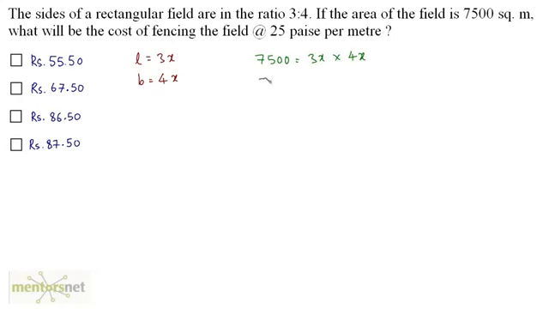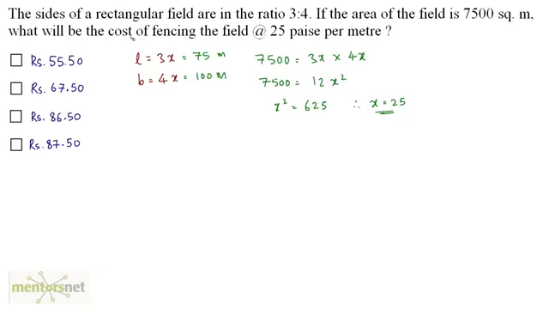So I have 7,500 is equals to 3 4s are 12 and x times x is x square. Okay, so x square is equals to 7,500 divided by 12, and that is equals to 625. So therefore x is equals to under root of 625, and that's 25. So length is 3 times 25. So 25 times 3 is basically 75, and 25 times 4 is 100. So length is 75 meters and breadth is 100 meters.